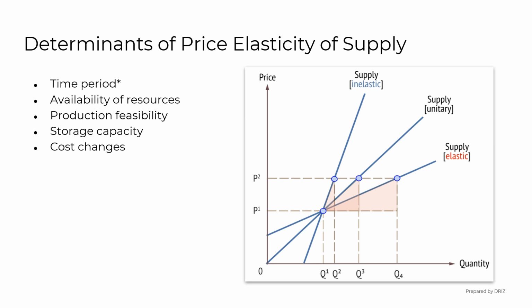Then we have storage capacity. If producers can store the product easily, they can quickly release more supply when prices rise. This makes supply more elastic. Perishable goods or products that are hard to store are less elastic. And last but not least is cost changes. If increasing production leads to higher costs, supply will be less elastic. But if producers can scale up without big cost increases, supply is more elastic.